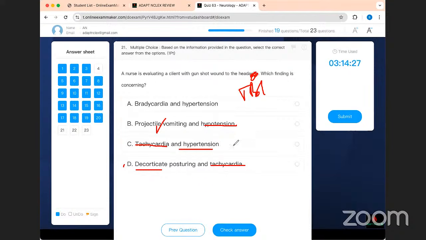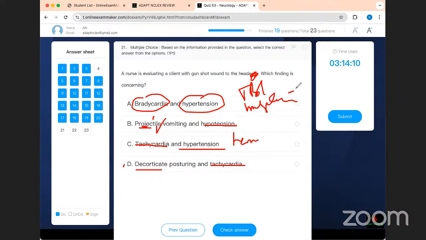Hypertension means you're about to herniate. Projectile vomiting is early TBI, like ICP is going up. So this is an early sign. When you have bradycardia, you have hypertension and irregular breathing, Cheyne-Stokes breathing, this is what we call Cushing phenomenon. You have herniation. Your brain is coming out of your head, and that is a prioritization.